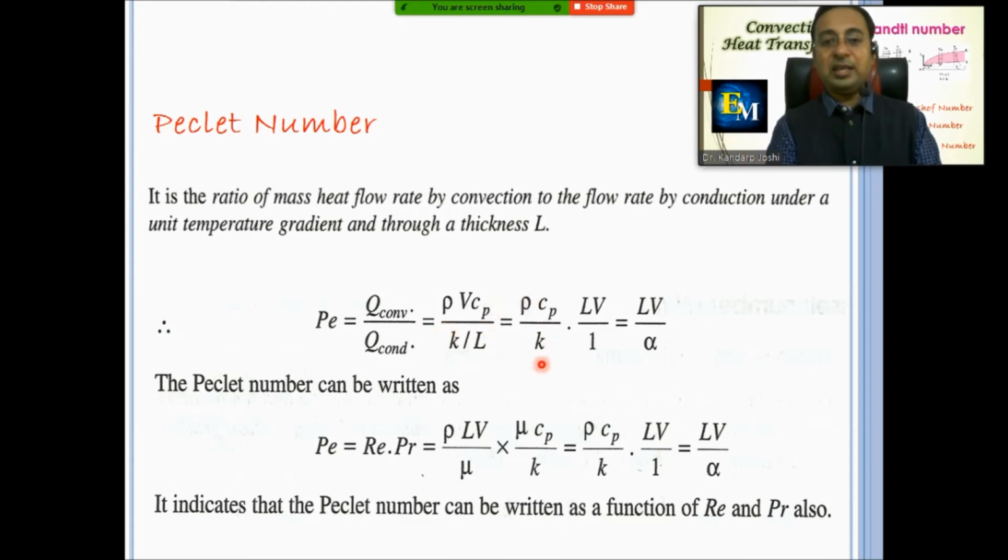So if we rearrange the terms, it is L, the characteristic length, into velocity by alpha. Alpha is the thermal diffusivity, right? k by rho C. So the Peclet number can be written as Pe is equal to Re into Pr, and it is equal to L into V by alpha. What is the significance of the Peclet number? Same, it is used in correlations for calculating the heat transfer, right?